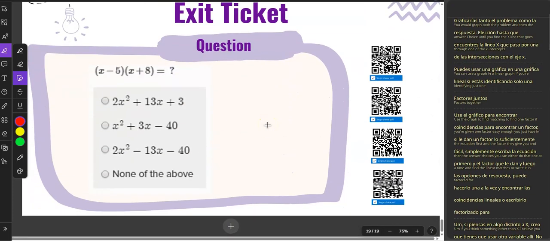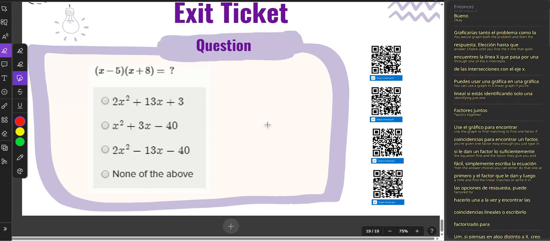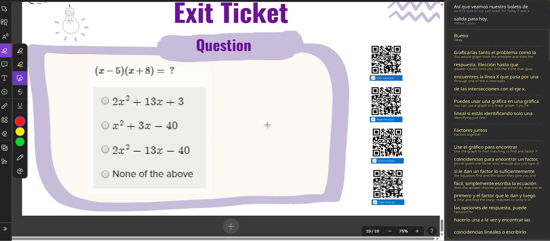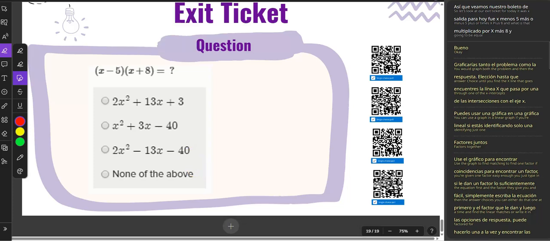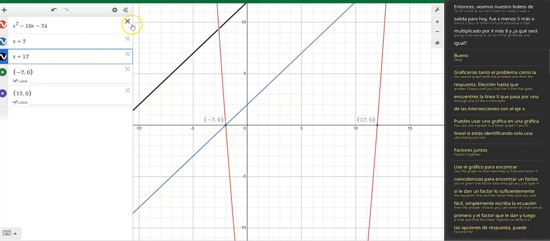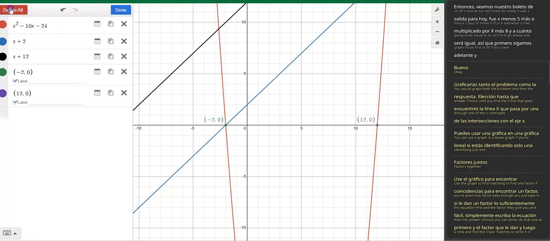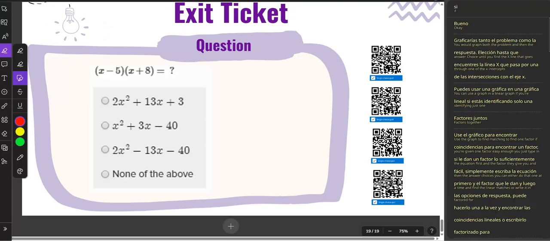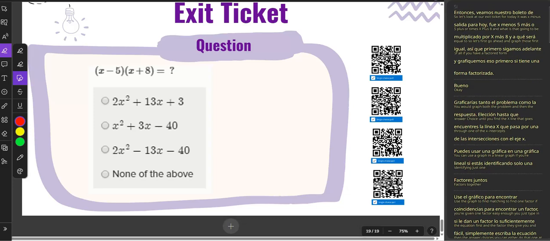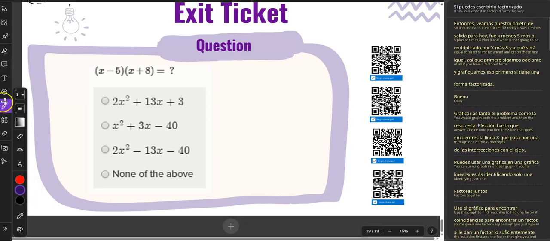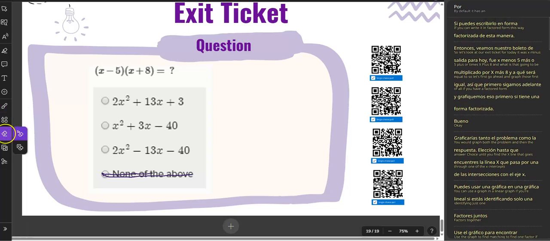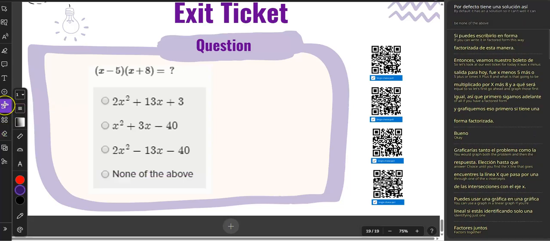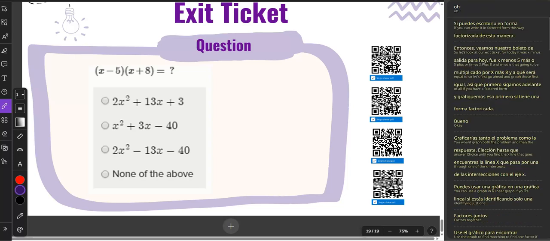So let's look at our exit ticket for today. It was x minus 5 times x plus 8. And what is that going to be equal to? So let's first go ahead and graph those. First of all, if you can write it in factored form this way, by default, it has a solution. So it can be none of the above, but it would never be no real solutions if it is in factored form, okay?